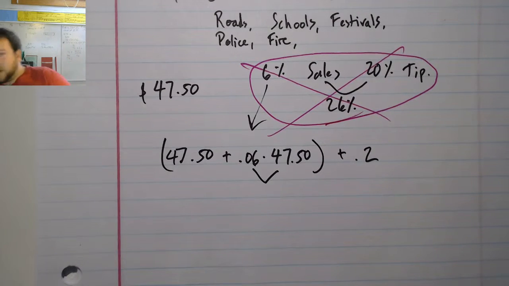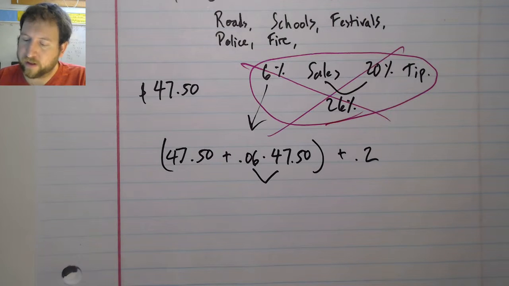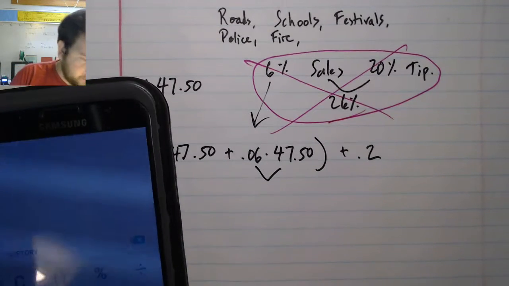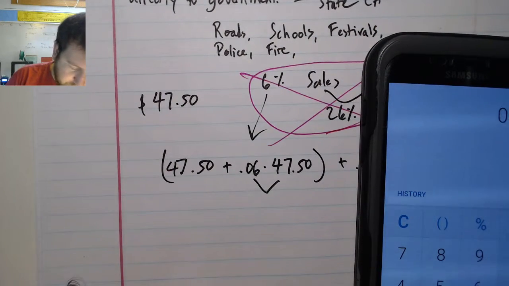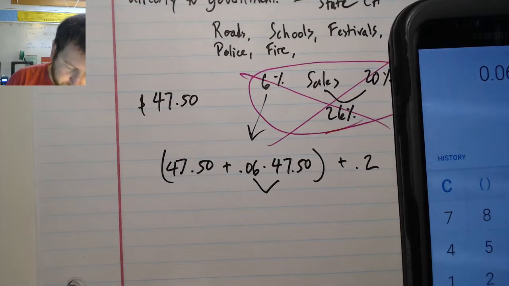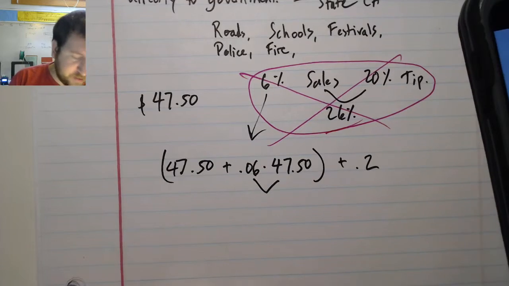Let me grab my phone and load up the calculator app so that we can do some quick math. Here's my calculator app. So I'm going to do 0.6 times 47.5. Oops, I did that wrong. It should be 0.06 times 47.5. I get $2.85.